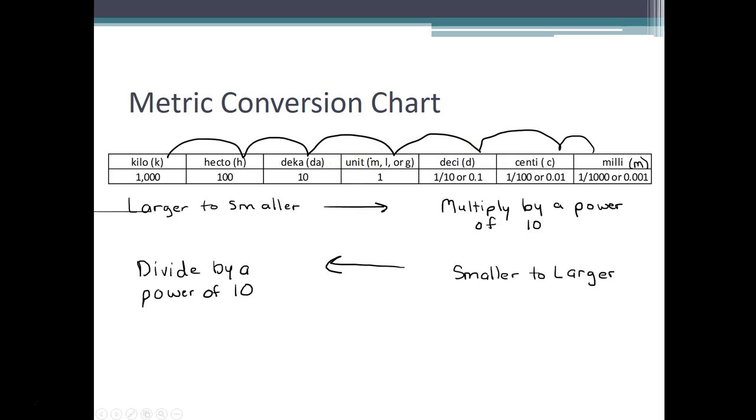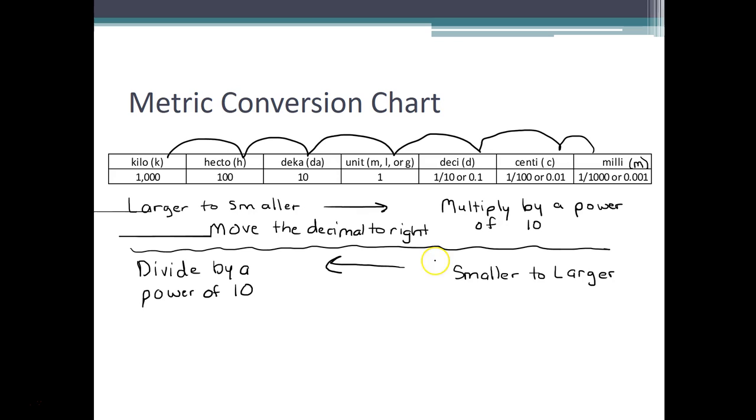The beauty of this is that you're multiplying or dividing by tens, which ultimately just results in moving your decimal. So if you're multiplying by a power of 10, larger to smaller, move the decimal to the right. Hops tell you how many. And if you're going from the right to the left, you're dividing by a power of 10, move the decimal to the left.